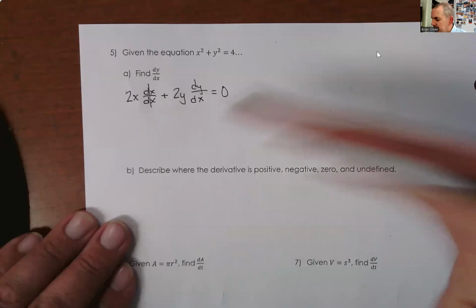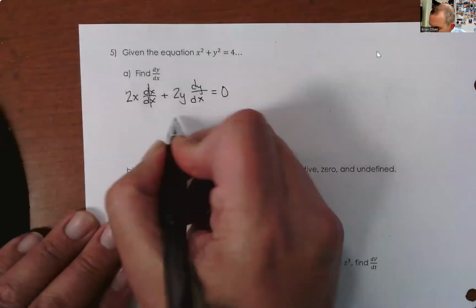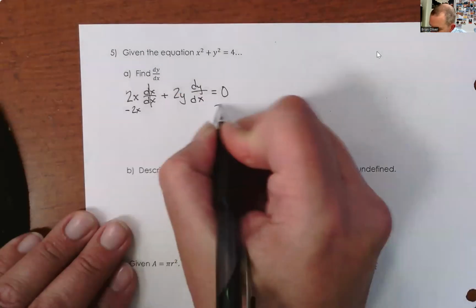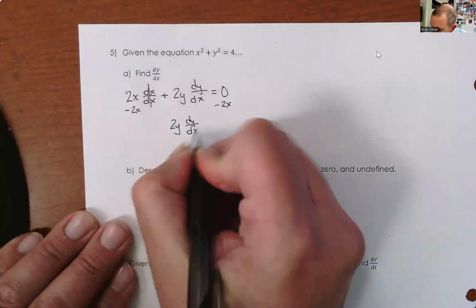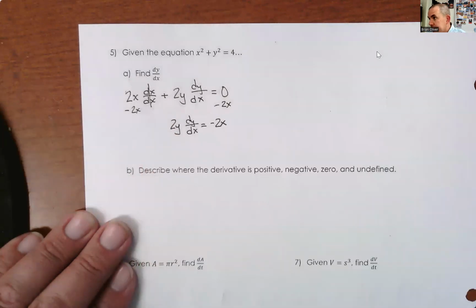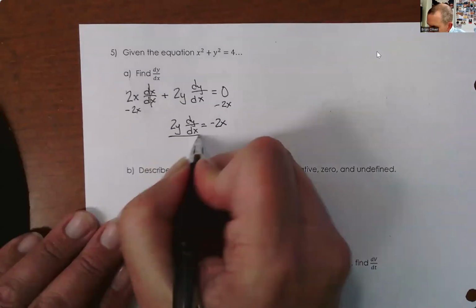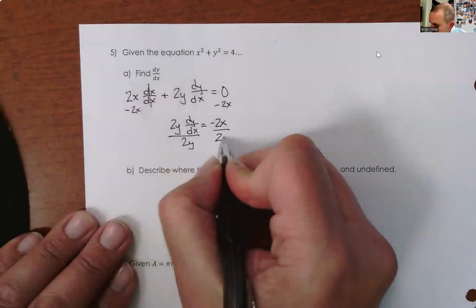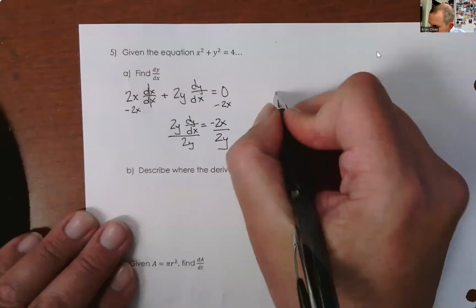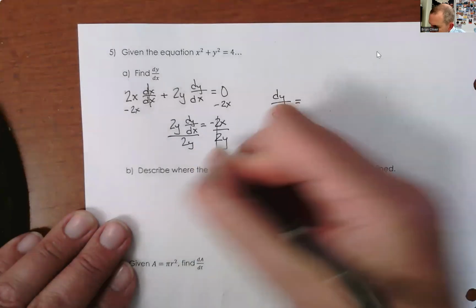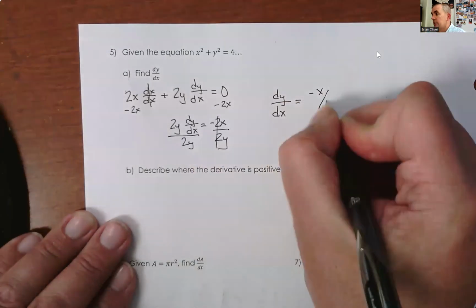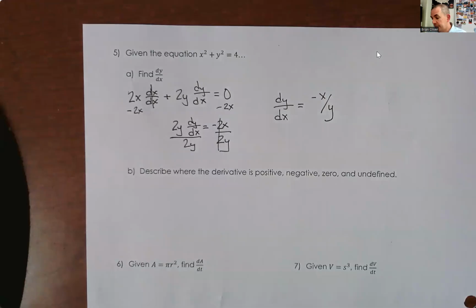Let's get the non-dy/dx's on one side. So I'm going to do minus 2x from both sides. I'm going to find that 2y dy/dx equals negative 2x. Divide both sides by 2y. And what I'm going to find out is that dy/dx is going to equal, those 2's cancel out, negative x over y. So that's my derivative of my function.